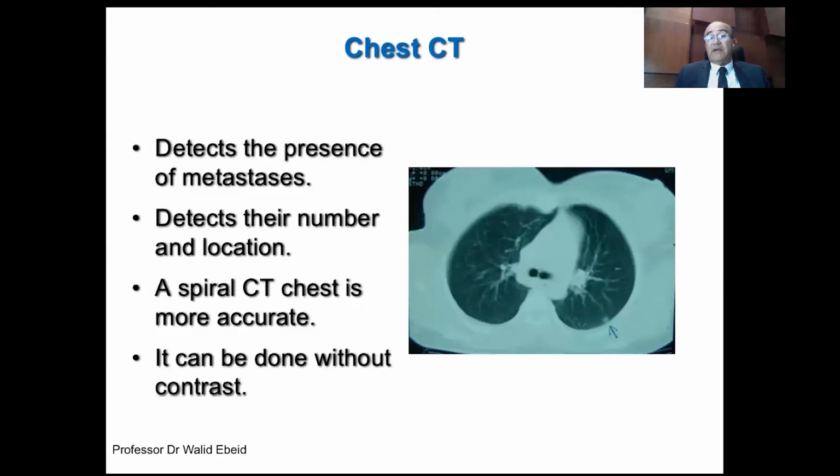Chest CT is a must while staging a patient with a malignant bone tumor. It detects the presence of metastasis, their number and location. Spiral CT is actually more accurate, and CTs are done without contrast. You don't need a contrast to do a chest CT to diagnose the presence of metastasis. And it could not be replaced by a plain X-ray of the chest.